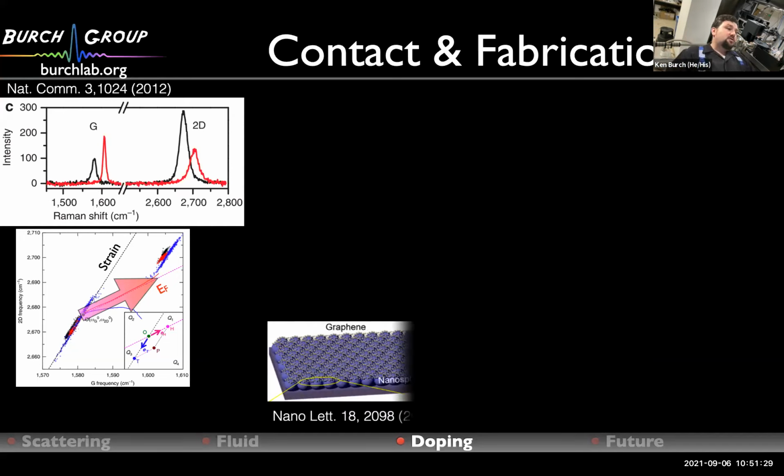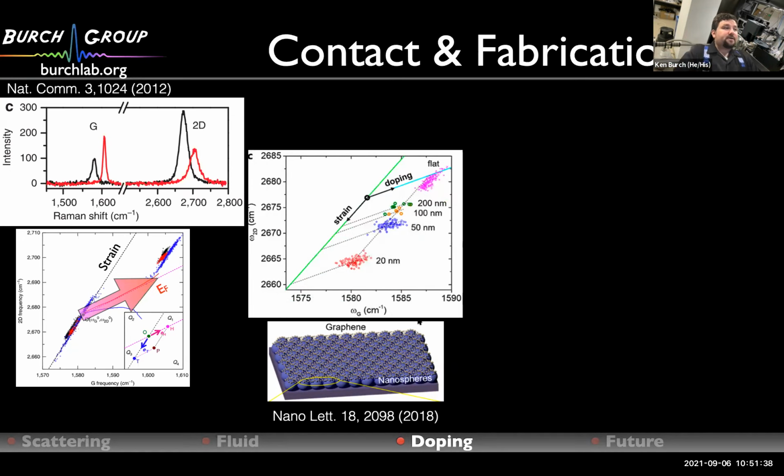There was also nice work by Nadia Mason's group where they took graphene and put it on a variety of nanospheres of different sizes so that it could induce different amounts of strain without changing the doping. And indeed, they find that as they make the dots smaller and smaller, you primarily see shifts in the 2D peak because that's much more sensitive to strain. So this is a long-winded way of saying that by measuring both the G and 2D peak, you can measure locally with Raman the doping and strain levels completely separately, without any fabrication or transport involved.